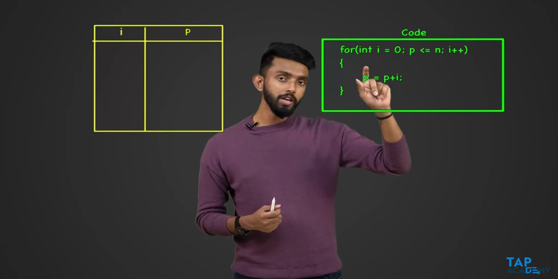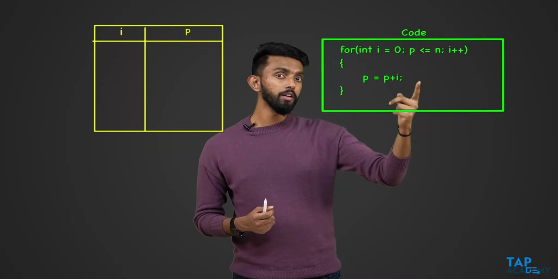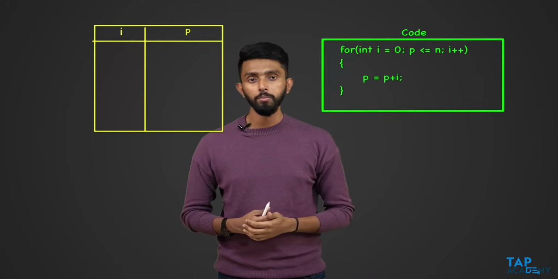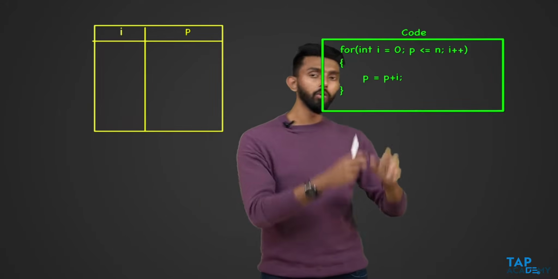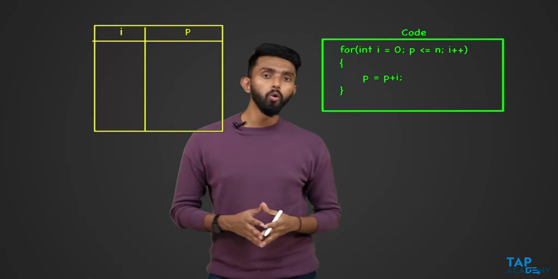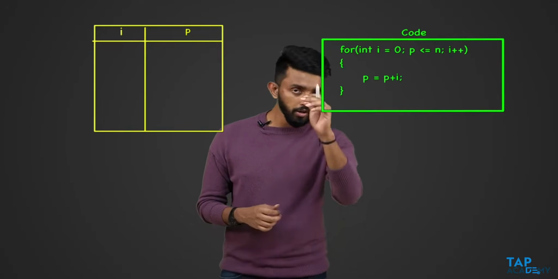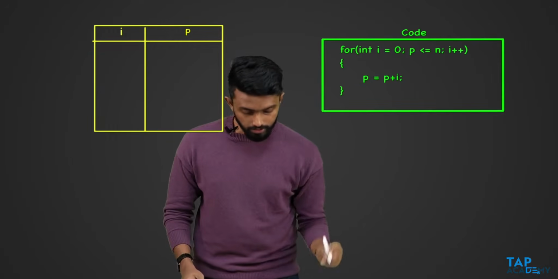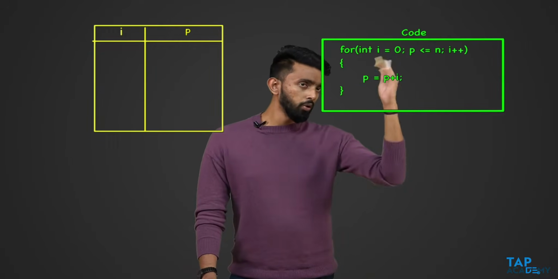If you come inside, you will notice that p, every time, we are incrementing it by i. So how are we going to analyze the time complexity, or the big O, of this? Watch it and understand carefully. Let's try to trace the program.